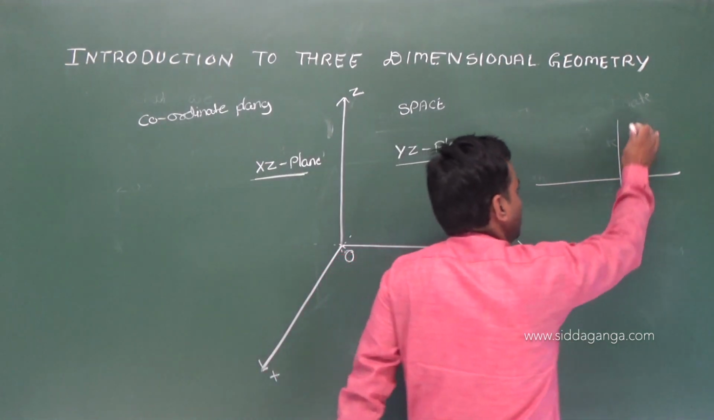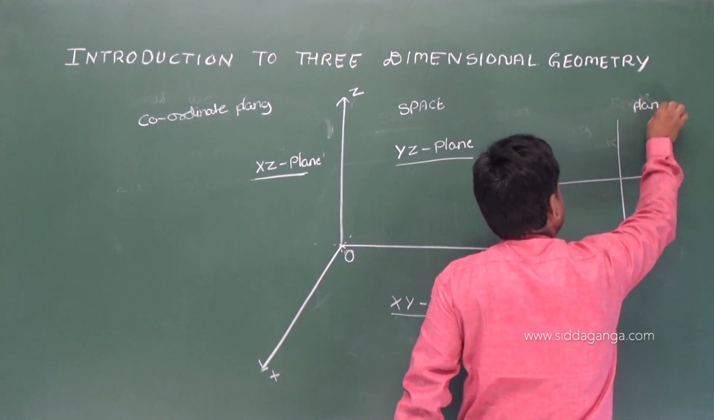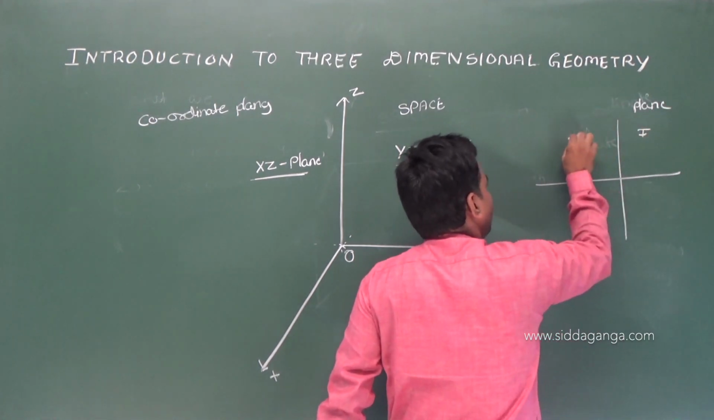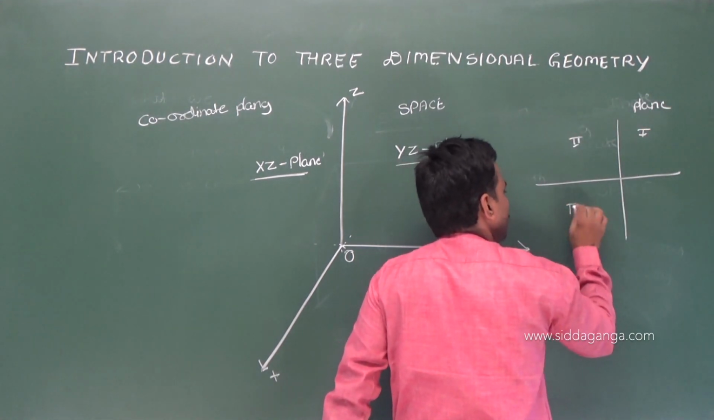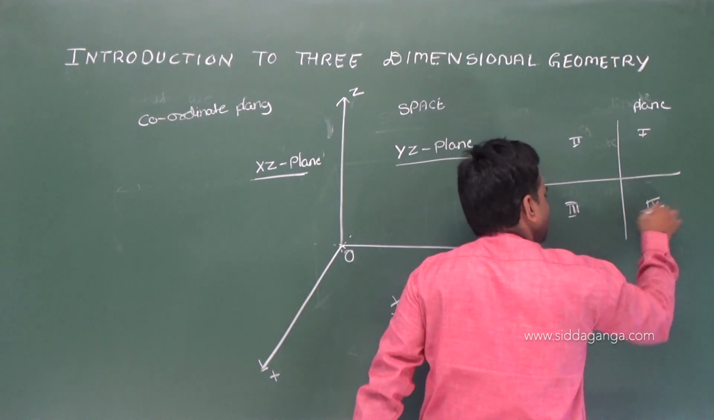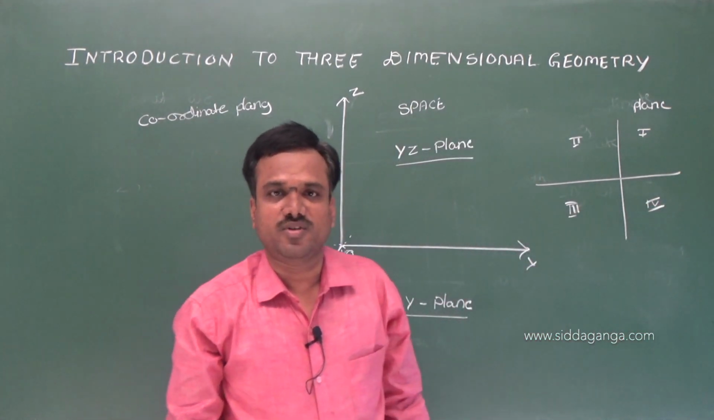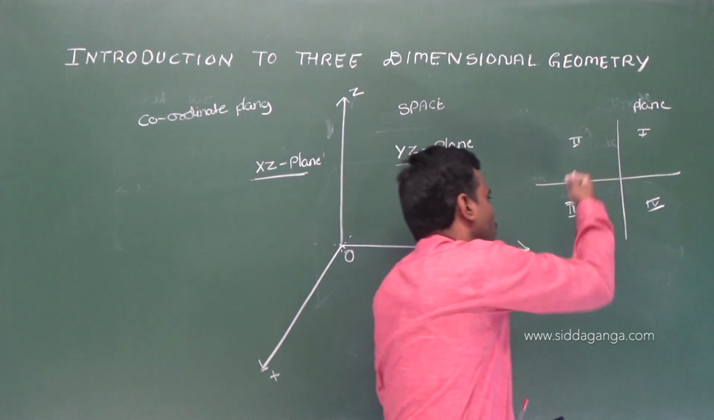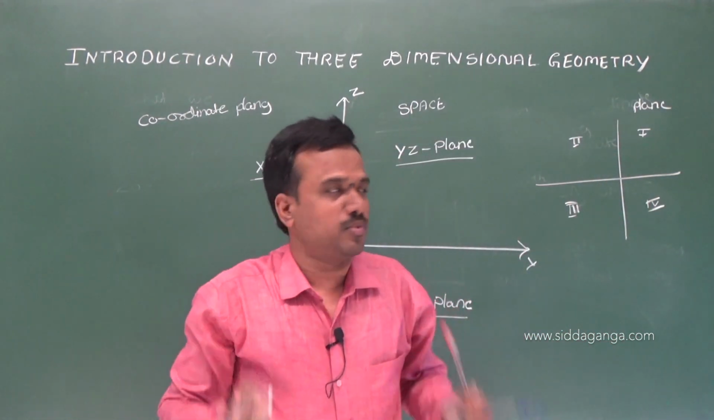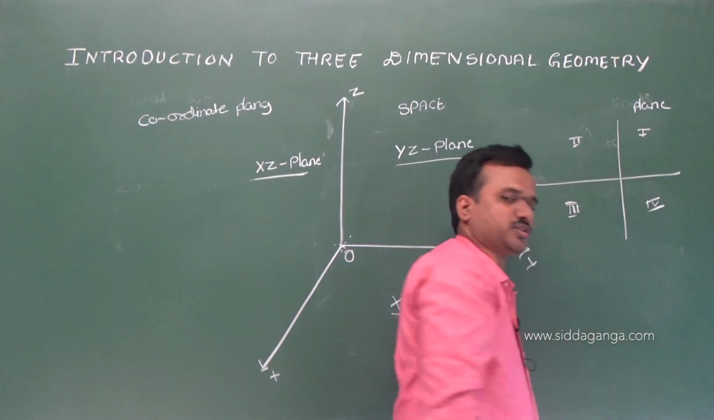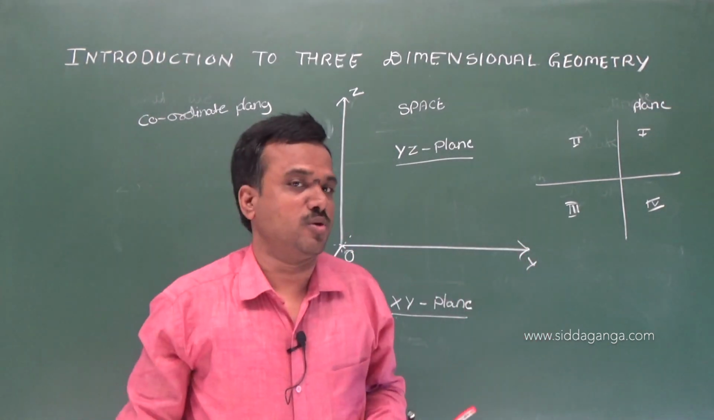In two-dimensional geometry, the plane is divided into how many parts? Four equal parts. Correct? The plane is divided into how many parts? Four equal parts. Each part we call a quadrant in two-dimensional geometry.